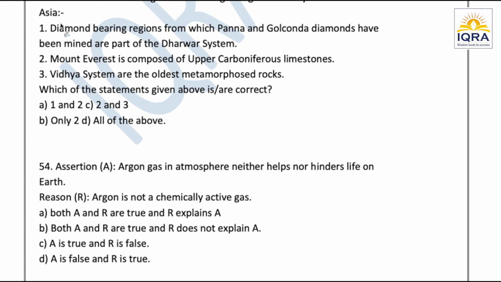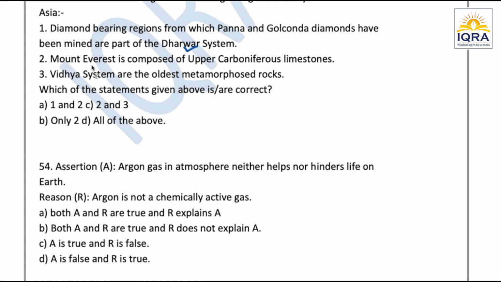The first statement says that diamond-bearing regions from which Panna and Golconda diamonds have been mined are a part of Dharwar system. No, they are not a part of the Dharwar system. They are rather part of the Vindhyan rock system. Hence, statement A becomes incorrect.